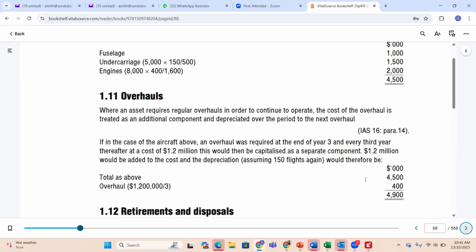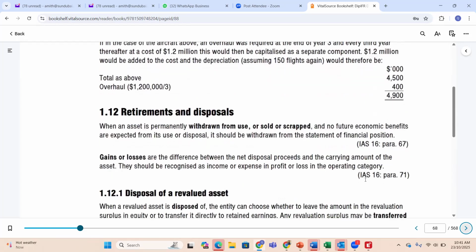And still you have to change it. If it is available for 3-4 years, then fine, you can choose to keep it as a separate component. But again, if you're not getting any economic benefits from the asset, then the question of the asset being a PPE itself becomes a big question mark.